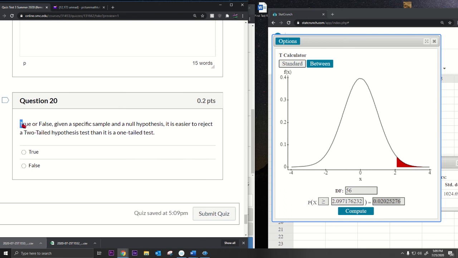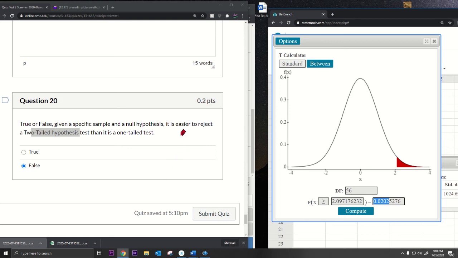And last question, true or false? Given a specific sample and a null hypothesis, it is easier to reject a two-tailed hypothesis than a one-tailed. Easier? No, that is false. For a two-tailed hypothesis, you're doubling the p-value. You have two different shaded areas, one on the left, one on the right. So imagine this picture right here. This is a one-tailed test. There's only one shaded area. That's the p-value. So that's low. Well, guess what? If it's two-tailed, I double it. So it's doubling this. So this is 0.02. Well, a two-tailed test would be 0.04. So it makes it harder.